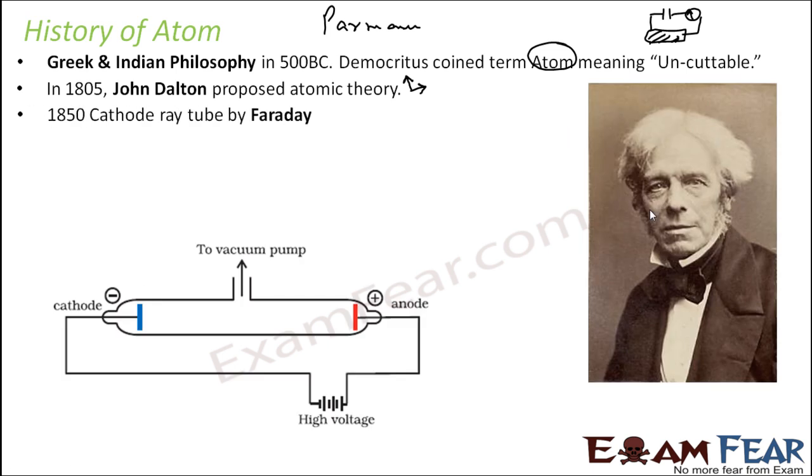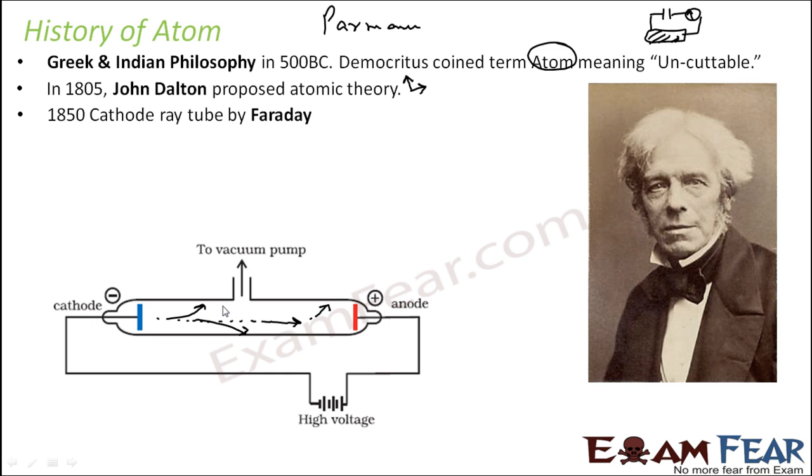Then in 1850, the cathode ray tube was invented by Faraday. This cathode ray tube consists of negatively charged particles, and in the absence of any electric or magnetic field, they travel in a straight line. But in the presence of an electric or magnetic field, the path deviates. The path will, let's suppose, deviate like this. So there are two observations. In the absence of an electric or magnetic field, the path is straight, but in the presence of an electric or magnetic field, the path deviates like this, or it may deviate like this also, depending on the polarity of the field.